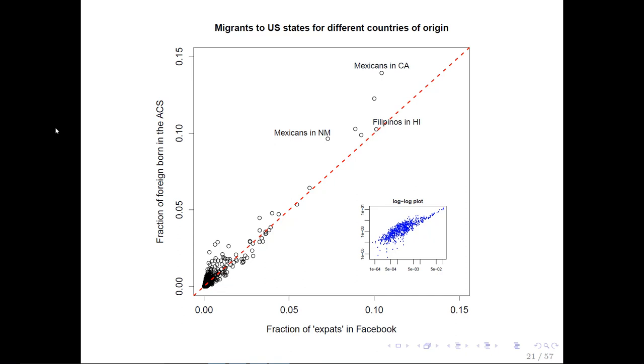Most of the data points tend to lie above the 45-degree line, but it gives us a sense that potentially there is some information there that could be extracted.